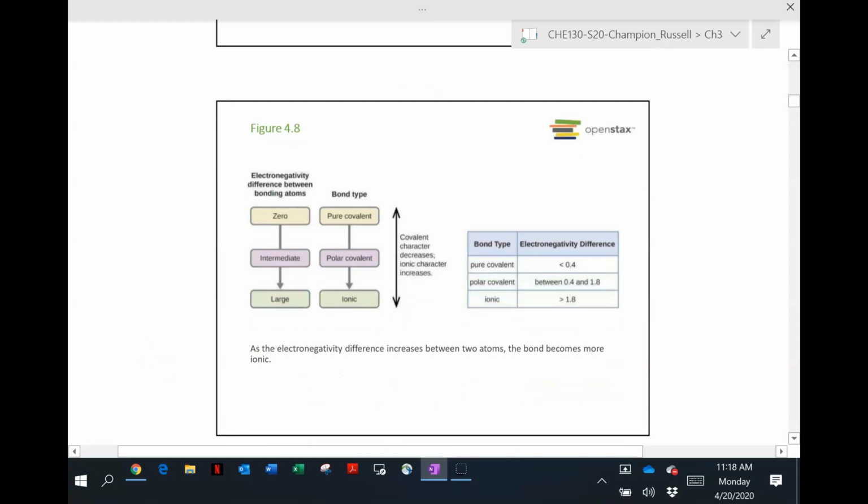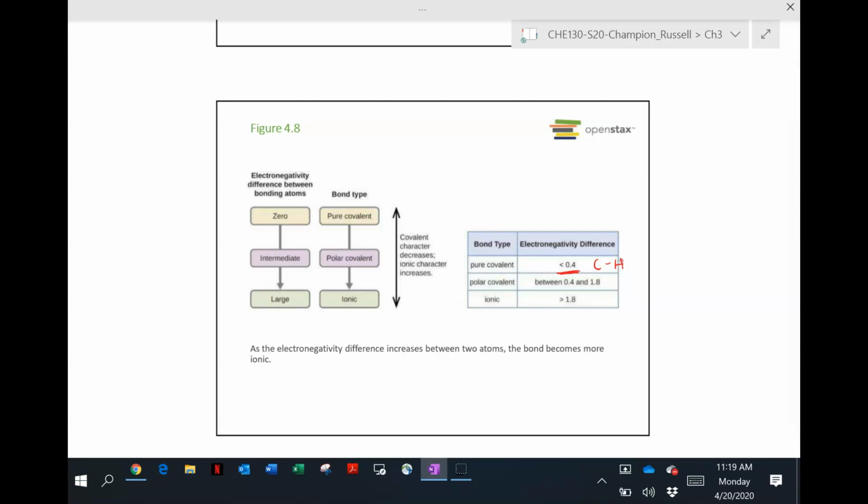Now, this gets to the issue of how do we tell if a bond is a polar bond or not. Basically, we look at the electronegativity difference between two atoms. If there's no electronegativity difference, if it's zero, we say that's a purely covalent bond. The electrons are shared equally. And in fact, we tend to say that if the electronegativity difference is less than 0.4 on the Pauling scale, and the carbon-hydrogen bond would be an example of one that's 0.4, those are considered to be purely covalent bonds.